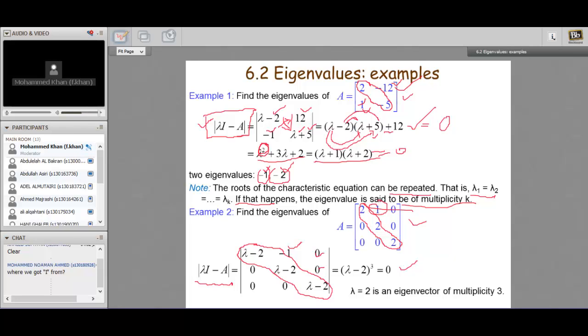So what is the eigenvalue? You can say the eigenvalue of this matrix is lambda equal to 2, with multiplicity 3. Either you can say the eigenvalues are 2, 2, 2, or you can say the eigenvalue is 2 with multiplicity 3. Both are the same. In this way we can find the eigenvalue. This is not an eigenvector, this is an eigenvalue.